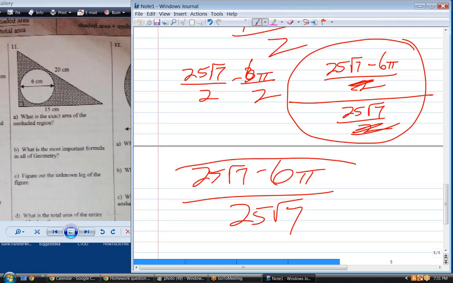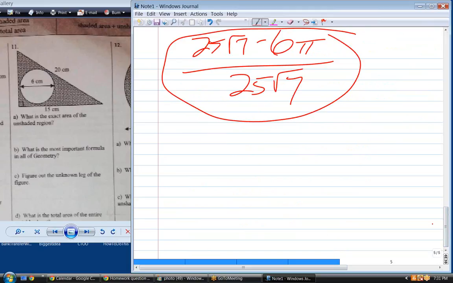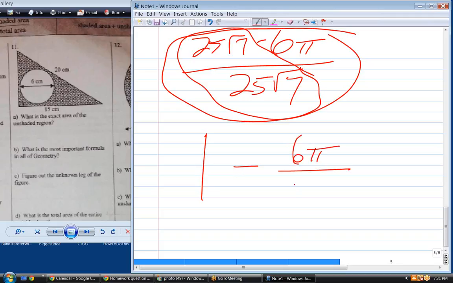Now, you could give that answer if you want, or we can do the same thing we did earlier, separate it into 2 fractions. There's the first fraction, that's the number 1. What's the second fraction? 6 pi over 25 root 7. Okay. Now, boy, they introduced all kinds of problems with these questions. What is wrong with this answer?